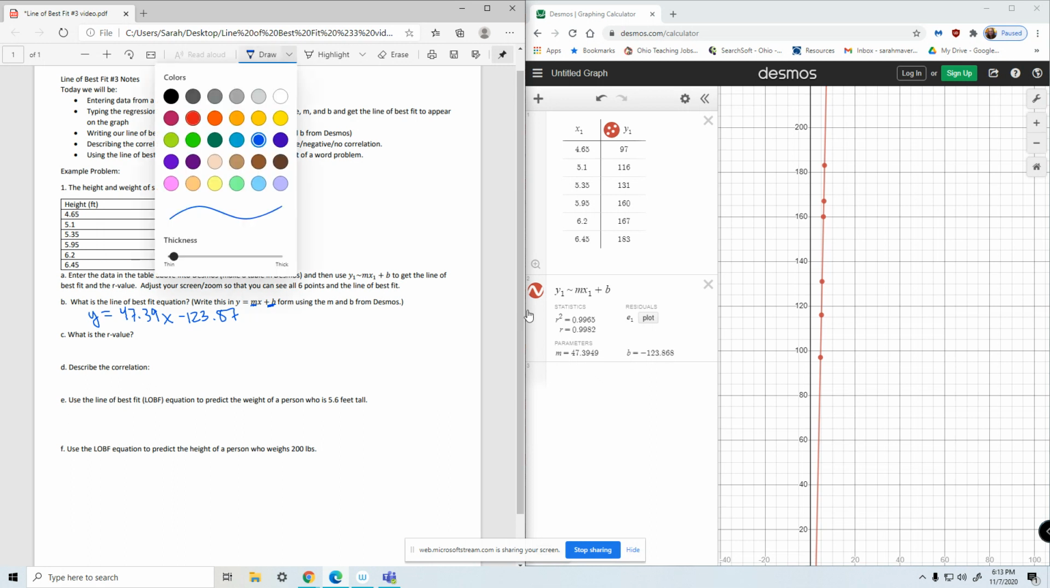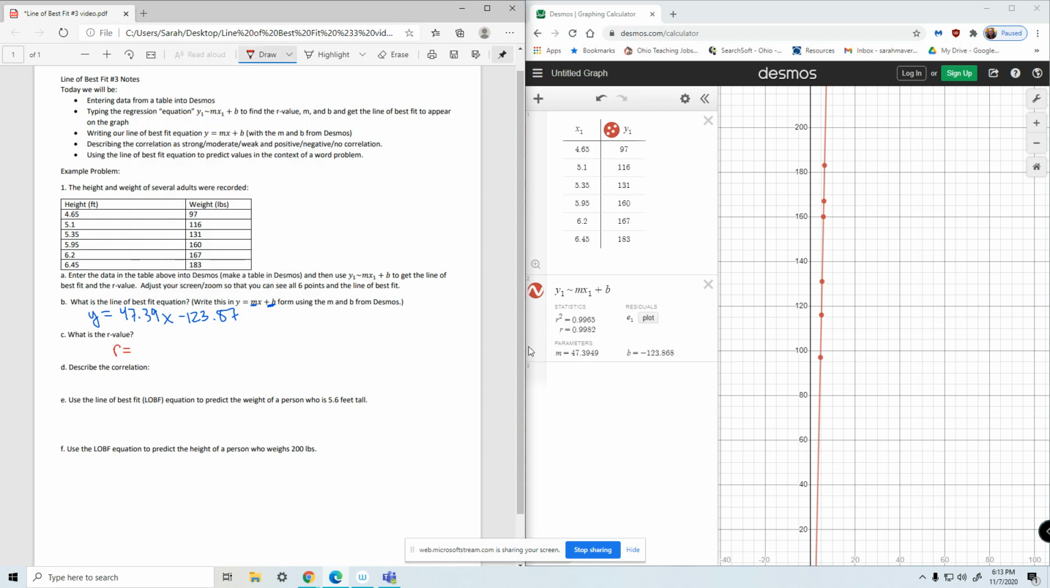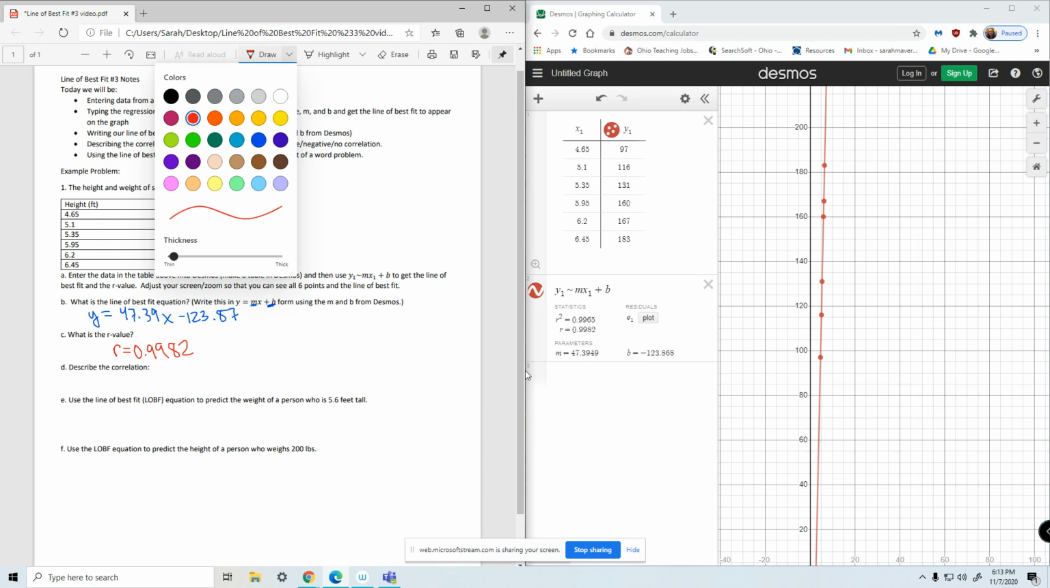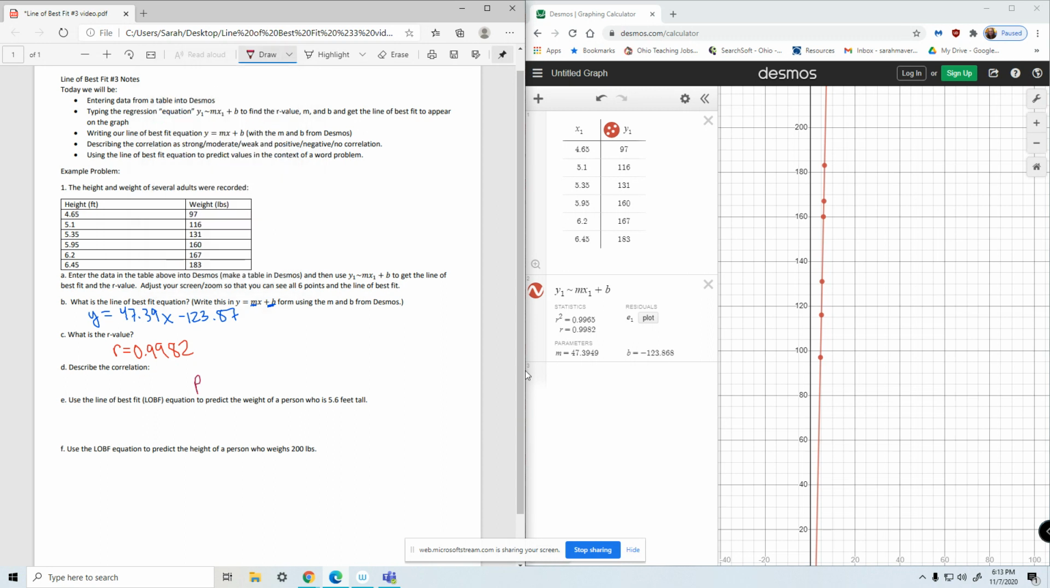Next up is the r value. R value, we do keep all the decimal places. So r is going to be 0.9982, and that's straight from the r that Desmos gave us. Describing the correlation, we have a positive r value, so it's going to be positive for this part. 0.9982 is very, very close to 1, so it is a strong positive.